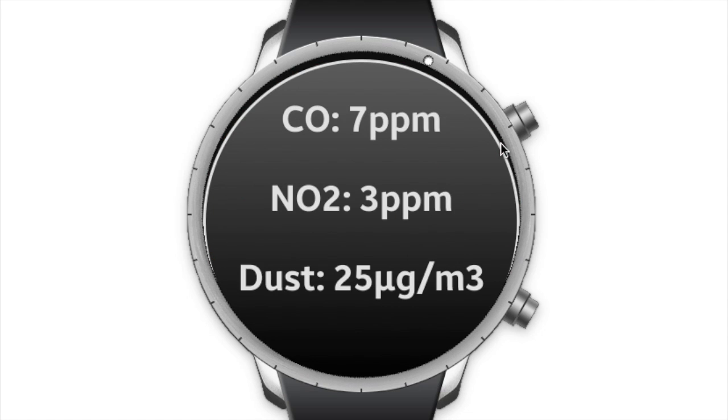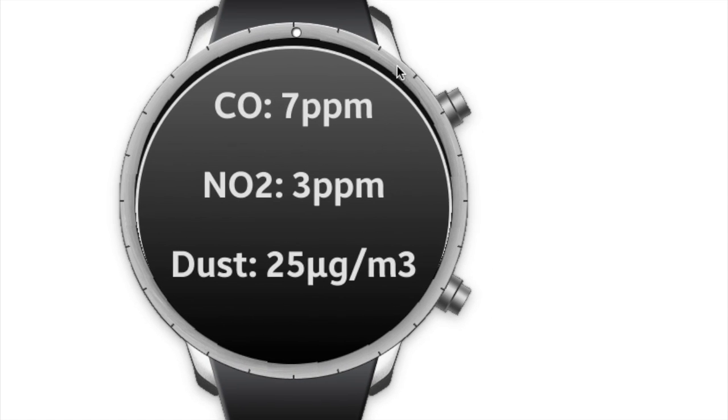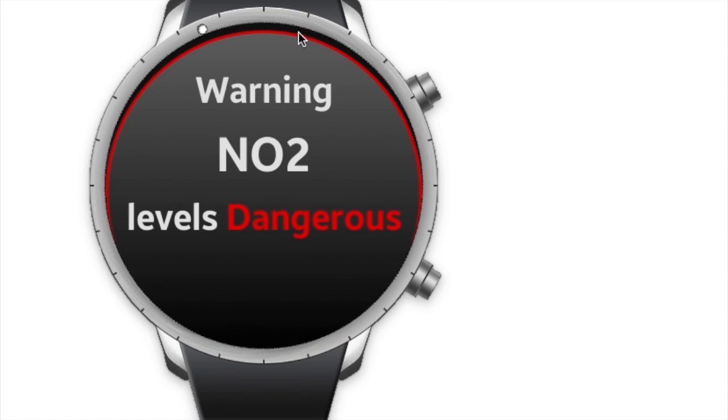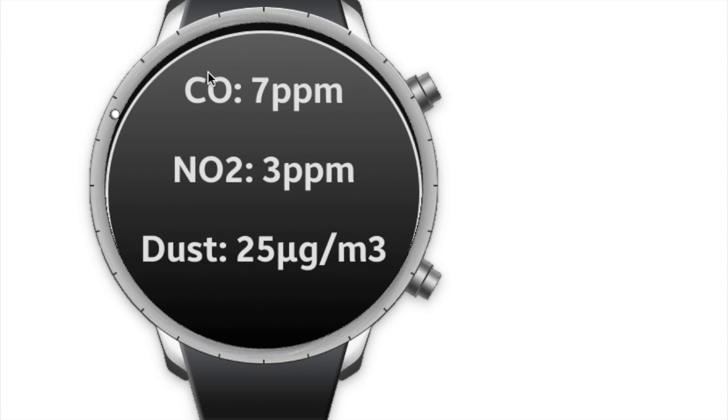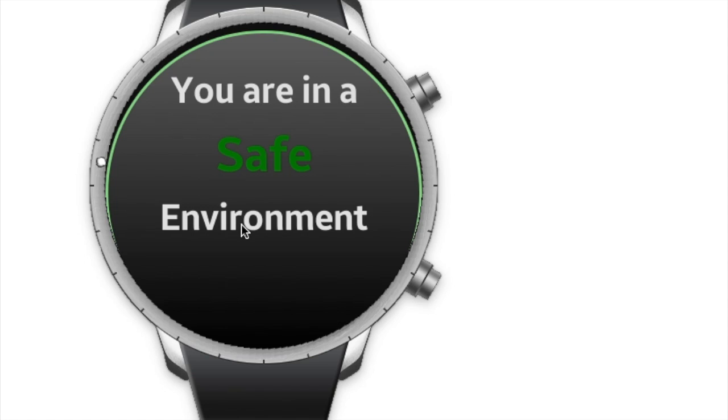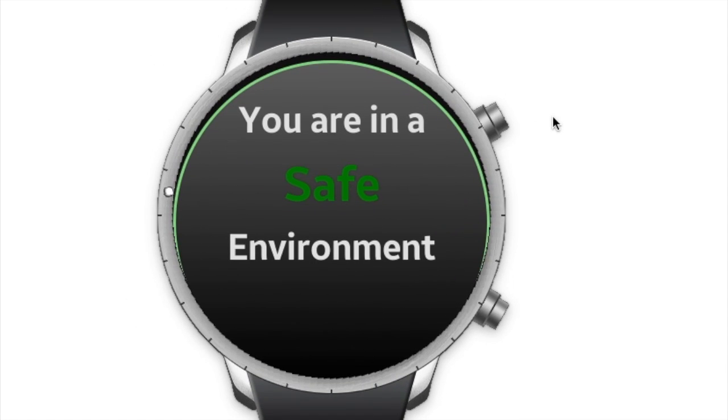And of course, you get all of their values from the databases displayed, so you can check a summary of all the concentrations of the pollutants. You can also scroll anti-clockwise. So each state is saved. Also, if you're in a safe environment, it will let you know, such as this. And that is it for the watch.